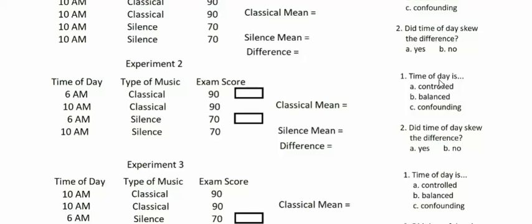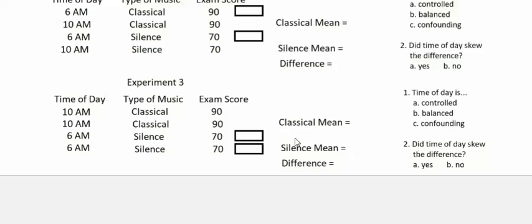And here, look at time of day on the left side and tell me if it's controlled, balanced, or confounding. And once again, tell me if you think that time of day caused the difference to become inaccurate or biased. Yes or no?